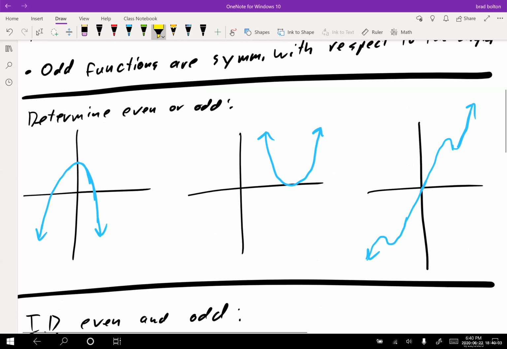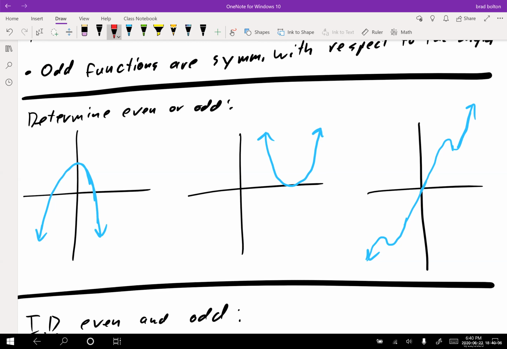So if we look at this problem, if we folded this right over this y-axis right here, would it land on top of itself? And again, excuse my drawing, it's not perfect. So yes, it would do that. So this is an even function because it has symmetry with respect to the y-axis.